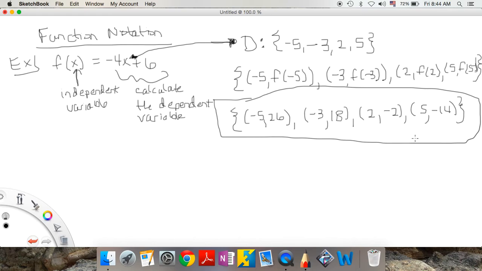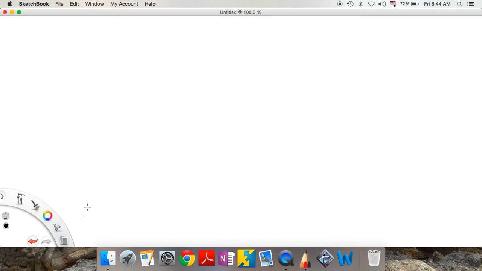Now, I'm going to give you one that I want you to try on your own in your notes. So if I give you the domain is -5, -3, 2, and 5, and then I give you the function is -9x squared plus 12x plus 3. Okay, go ahead and pause it and calculate out what the function is.